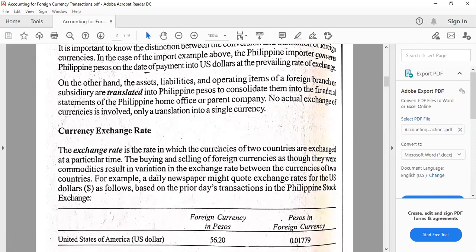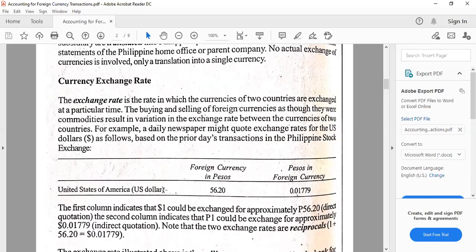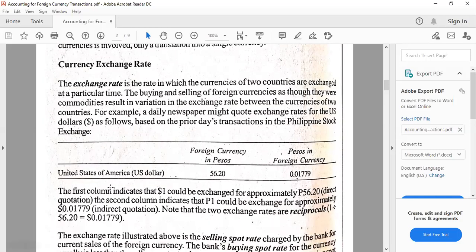Next, currency exchange rate is the rate by which two currencies are exchanged at a particular time. As said, this can happen on a daily basis, so we can see this on the business channel or in a newspaper. For example, $1 is how much in Philippine pesos. Now, there might be some quotes that would be shown to us on the newspaper or television. So it can be a direct quotation or indirect quotation.